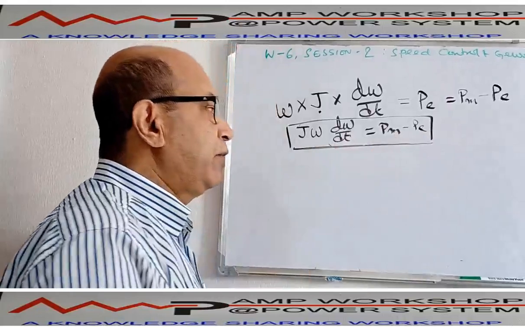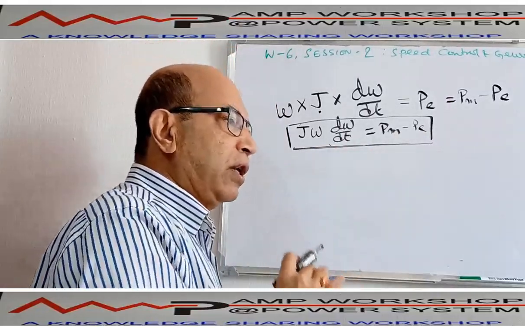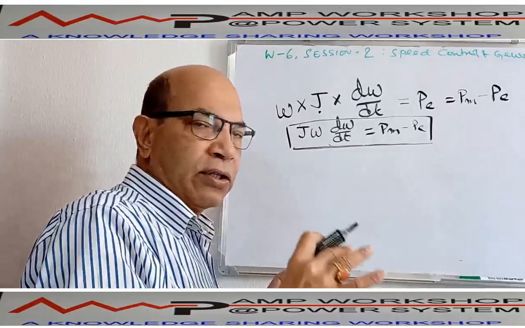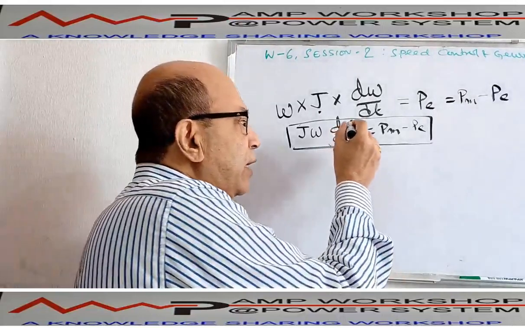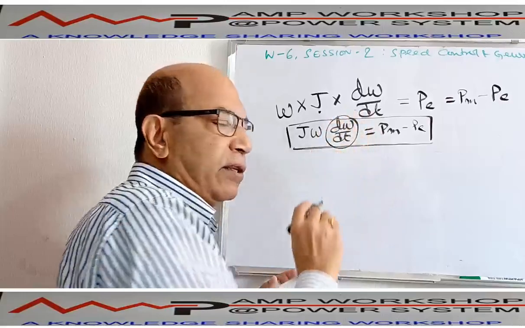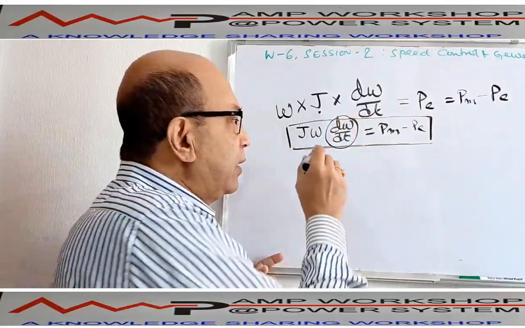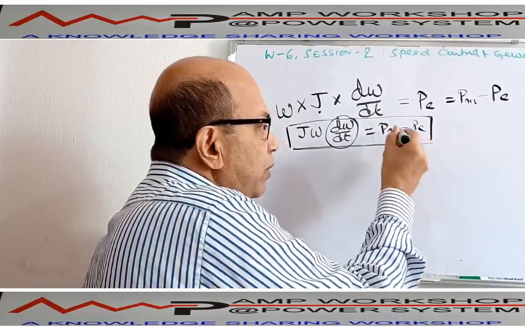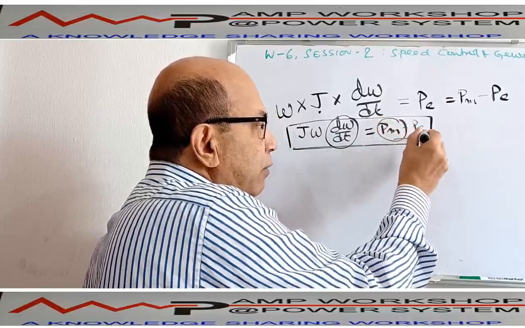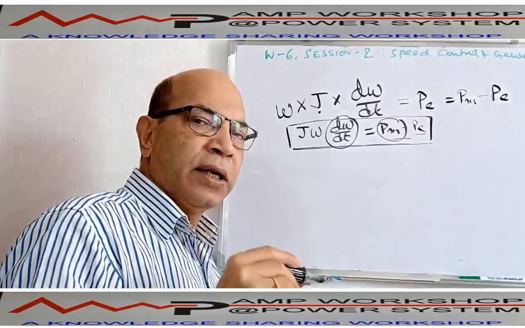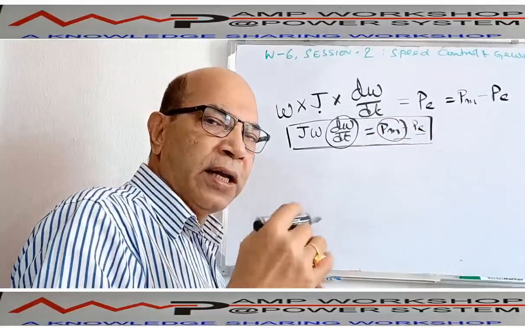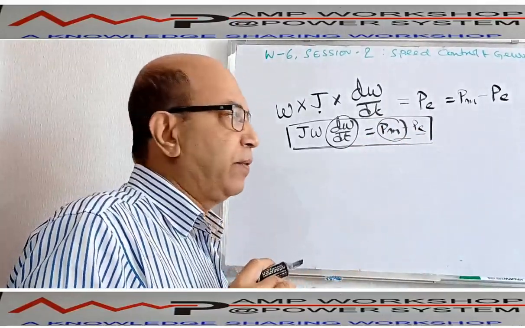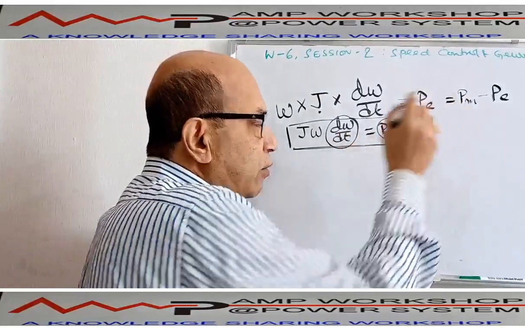Now from this equation it is clear. Suppose the equipment is running in a balanced condition, that means it is running at a constant speed. So there is no change of angular speed, there is no acceleration. In that case, this equals 0, meaning the amount of mechanical power given to the machine equals the electrical power it is producing. That means the equipment is running in a steady state condition, and at steady state this is equal to 0.